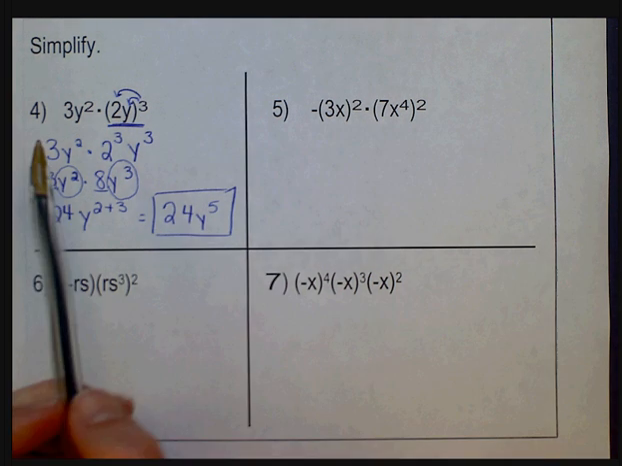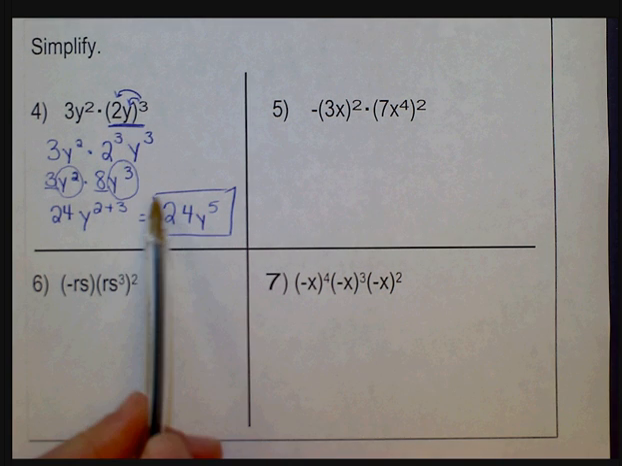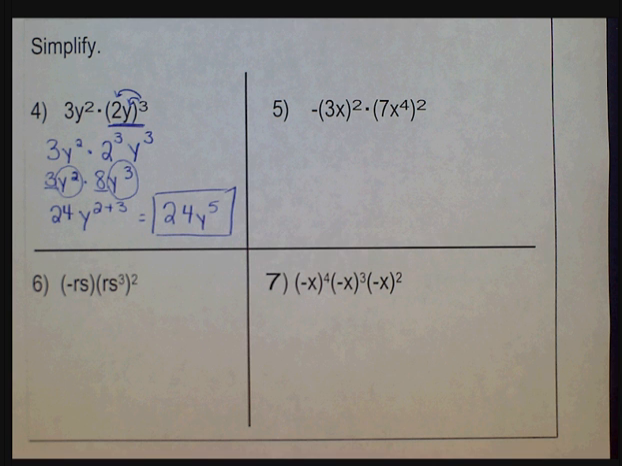So notice we started with numbers and y's, and when we simplify, we want to have one number and one y in our term. All right, let's look at number 5.